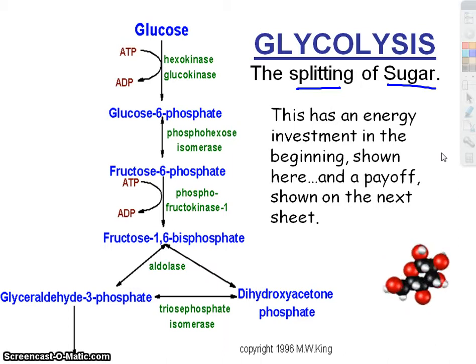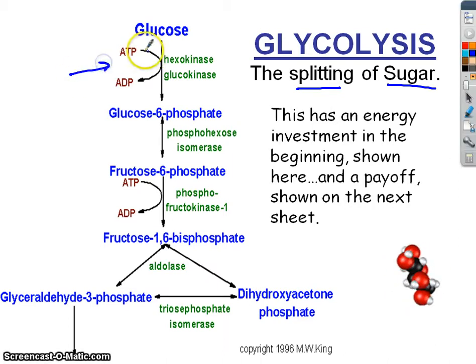Now, it says here there's an investment at the beginning. This is the investment right here. ATP is going in and breaking down. This is called the priming of glucose. Basically, it takes 2 ATP to get the reaction started.